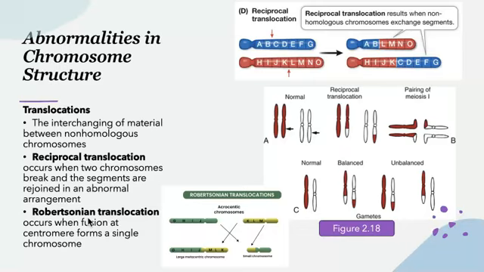Next up, we have translocations, and this is where we have an interchanging of material between non-homologous chromosomes. So as we saw with inversions, the carrier of a reciprocal translocation is typically normal, but their offspring can have duplications and deletions, that may cause some side effects. And here we see an example of that reciprocal translocation.